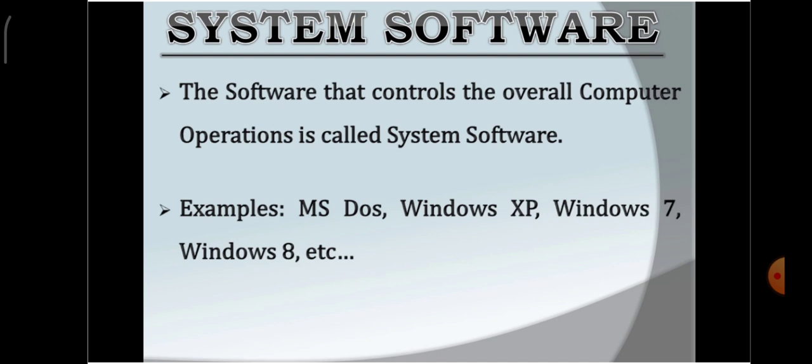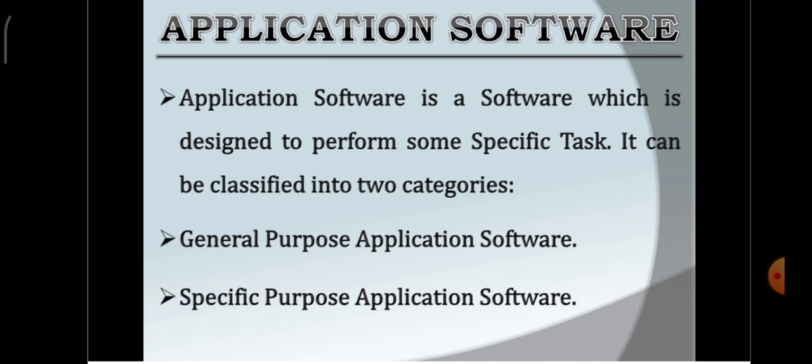Let us see the system software. The software that controls the overall computer operations is called the system software. Example: MS-DOS, Windows XP, Windows 7, Windows 8, etc. Application software is software which is designed to perform some specific task. It can be classified into two categories: general purpose application software and specific purpose application software. General purpose application software is the Word document, which you can use generally. Similarly, Excel, you can use it as a general purpose.